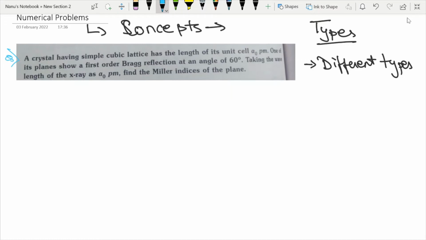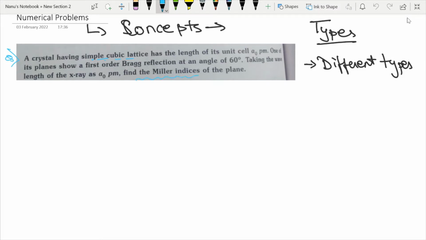A crystal having simple cubic lattice. So this is our first information, that is a SCC. Has the length of its unit cell A0 picometer. One of its planes shows a first order Bragg reflection at an angle of 60 degree. Taking the wavelength of the X-ray as A0 picometer, find the Miller indices of the plane. So what is our goal? To find the Miller indices.